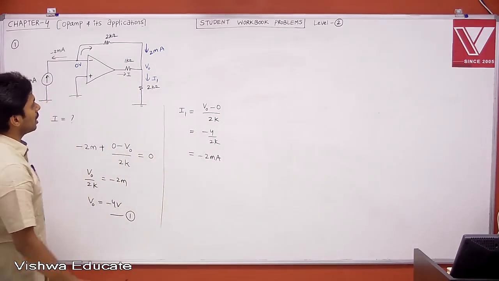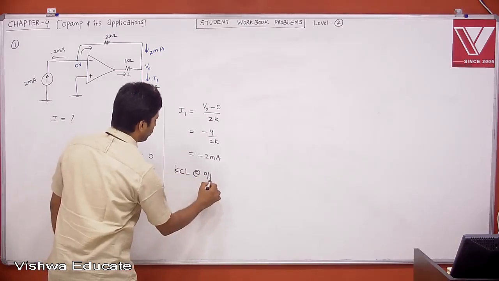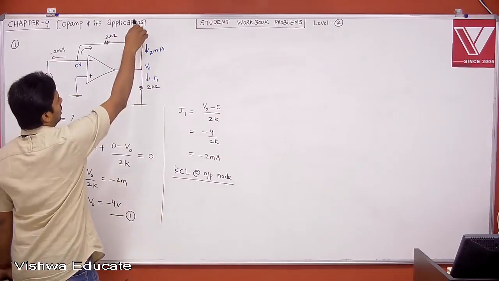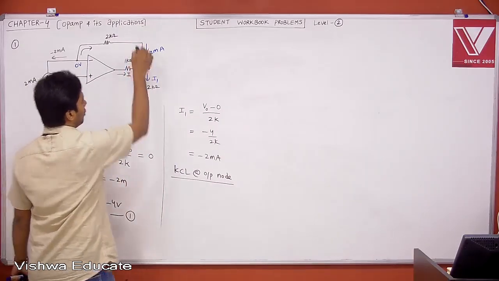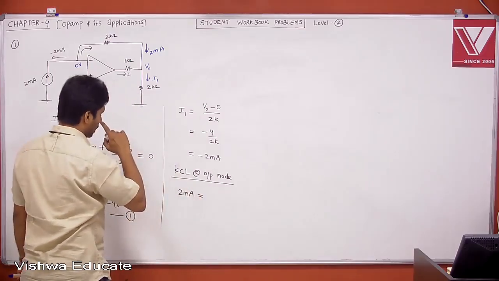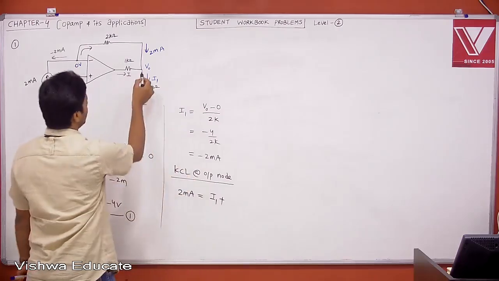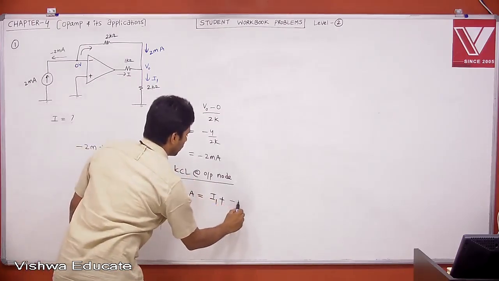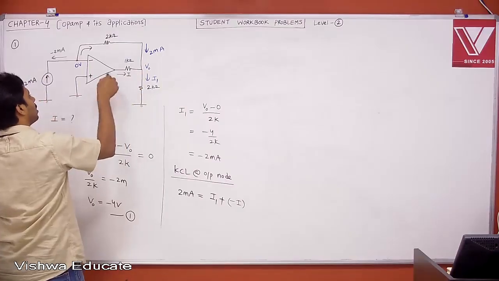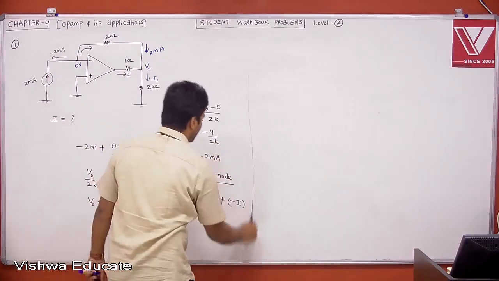Therefore, now tell me, KCL at the output node. This current is equal to this current plus this current. Therefore, what is that current? 2 milliampere is equal to the current which is leaving from this node, I1, plus the current which is leaving this node, minus I. I am just taking this current equal to this current plus this current. What is this current? Opposite to the representation, which is minus I. That is fine.